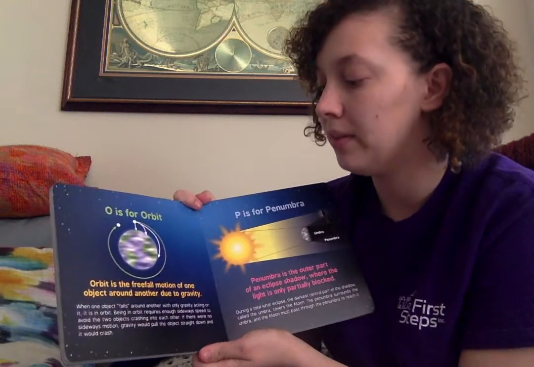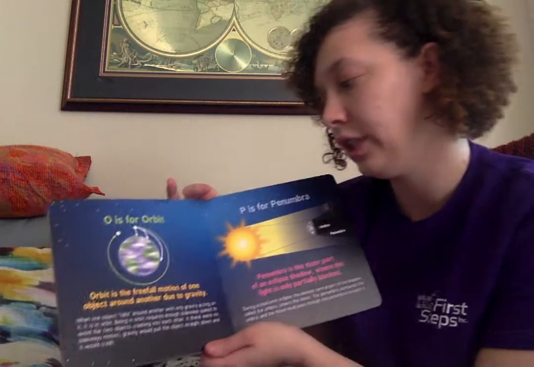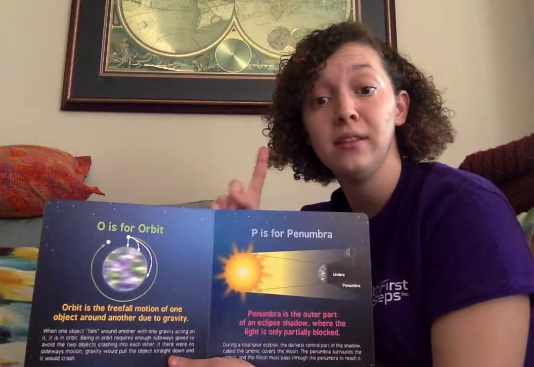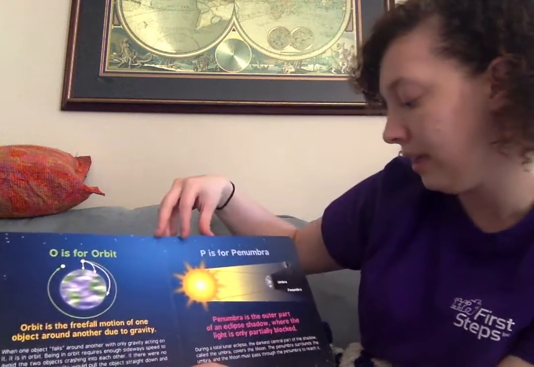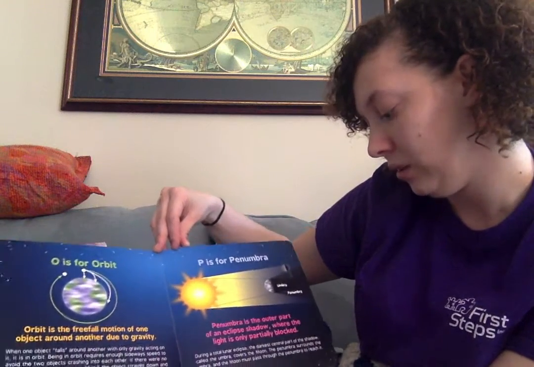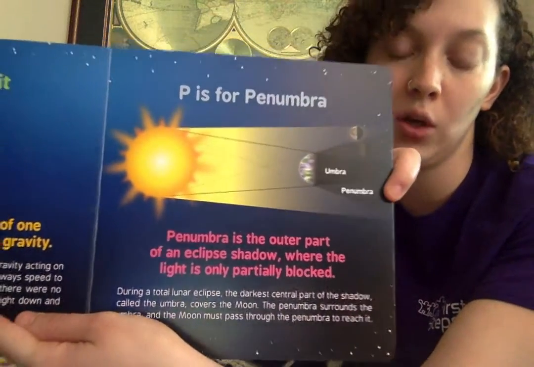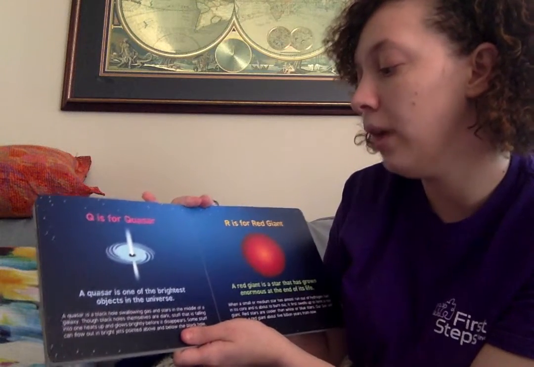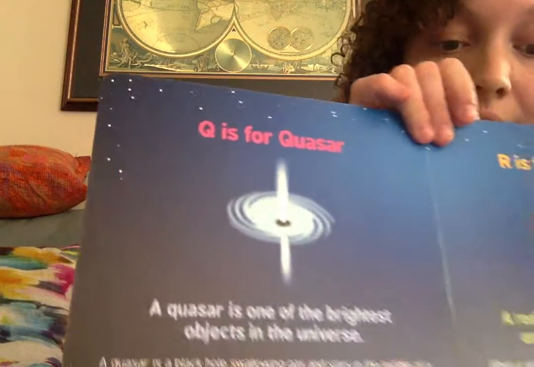O is for orbit. Orbit is the free fall motion of one object around another due to gravity. So, all of our planets in our solar system orbit around the sun. P is for penumbra. Penumbra is the outer part of an eclipse shadow, where the light is only partially blocked. This is the penumbra, where the light is partially blocked. Q is for quasar. A quasar is one of the brightest objects in the universe. Do you see that? It's so bright.